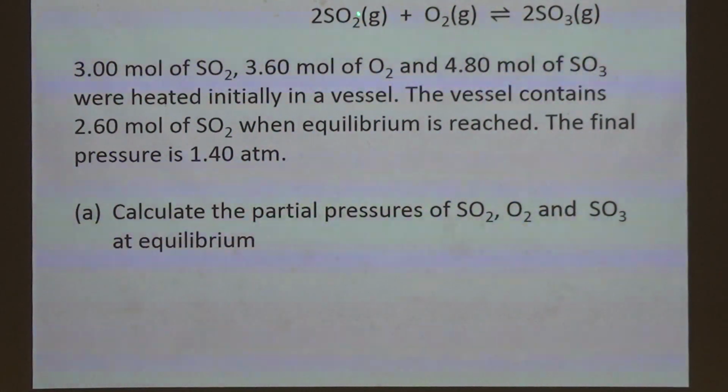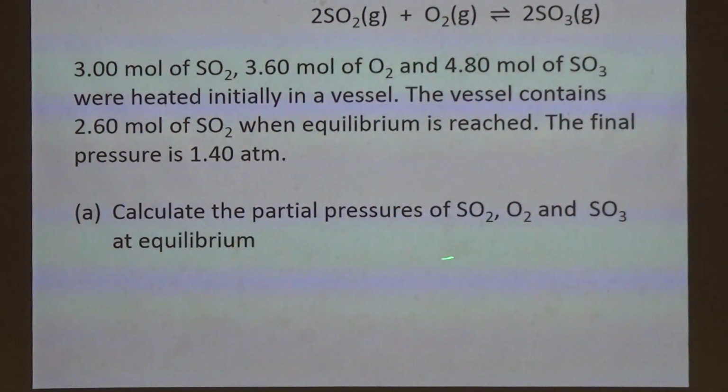So you have a reaction of SO2 with O2 to give you SO3. Then they give you 3.00 moles of SO2, 3.6 moles of O2, and 4.8 moles of SO3 heated initially in the vessel. So these are the initial amounts of the three gases. The vessel contains 2.6 moles of SO2 when equilibrium is reached. The final pressure is 1.40. So this final pressure must be the final equilibrium pressure when equilibrium is achieved.